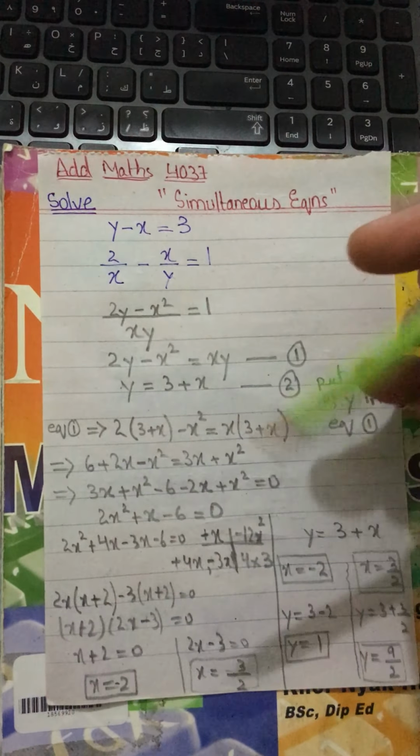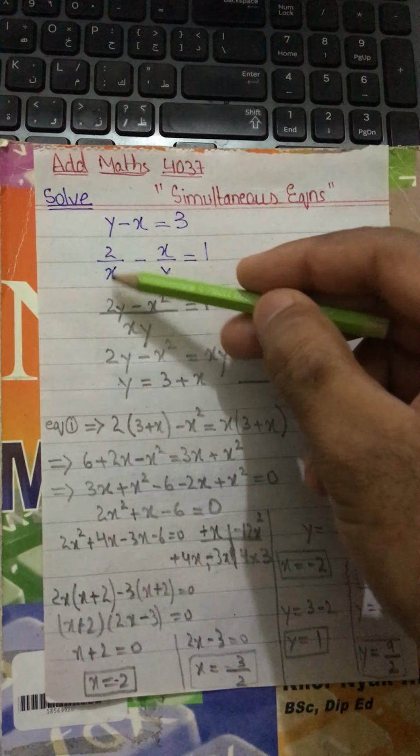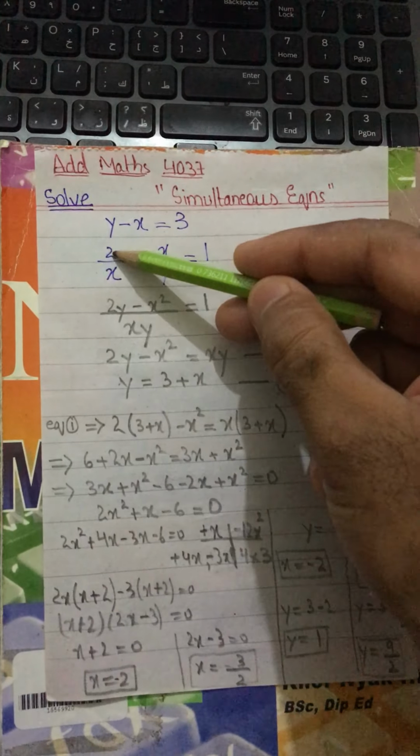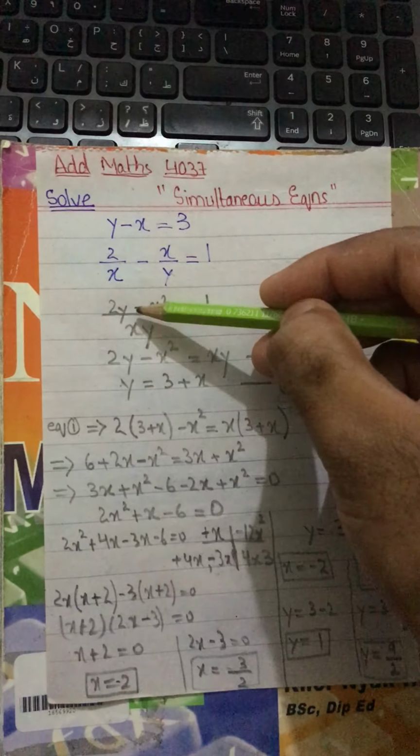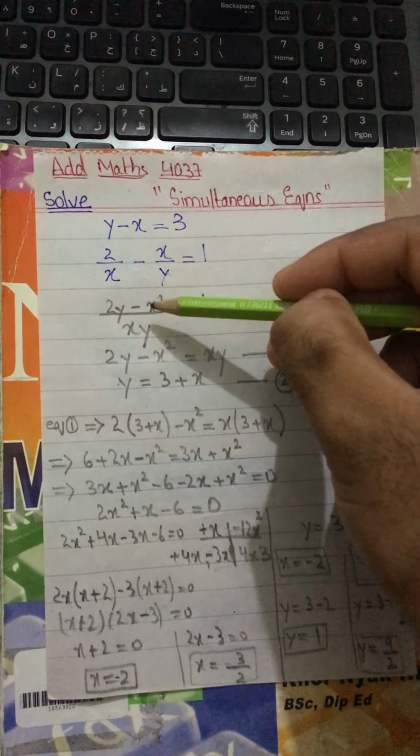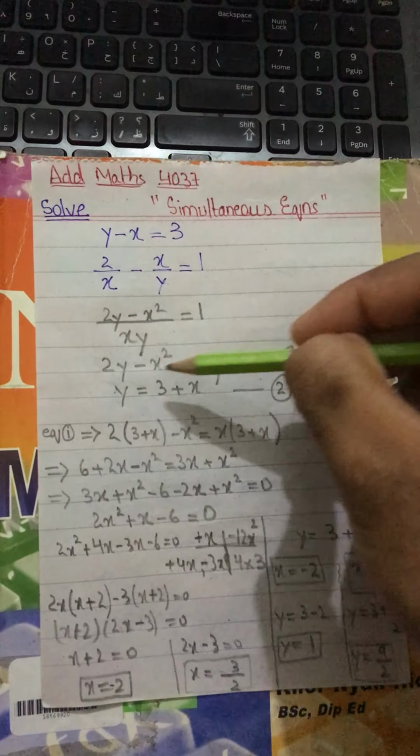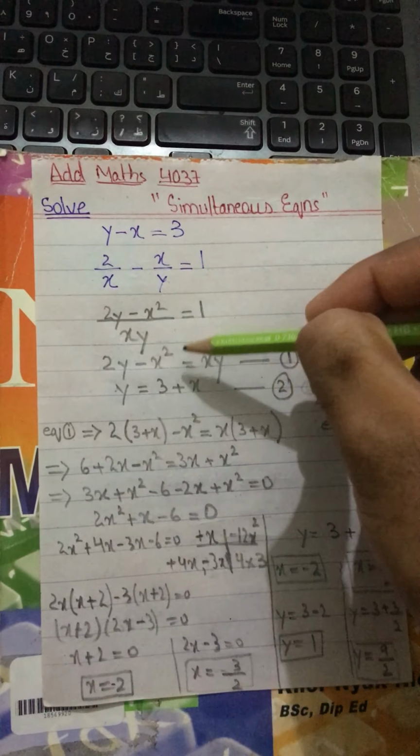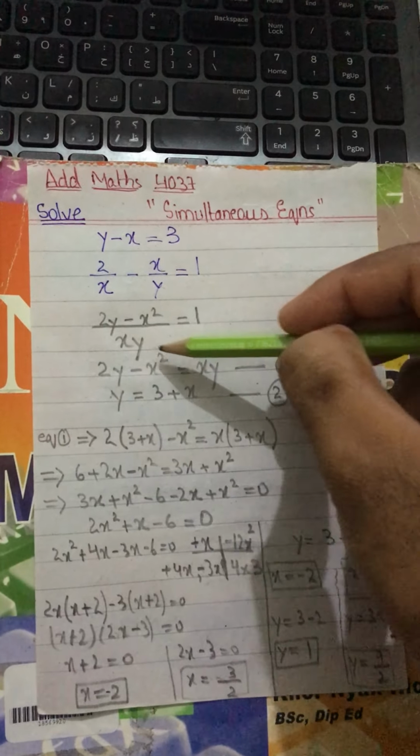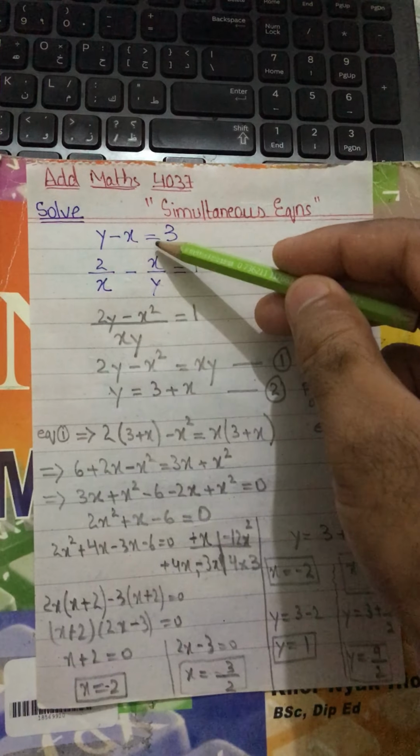So the LCM of x and y will be xy, and since x is over here, y will be multiplied with 2 to get 2y, minus sign as it is, and y is here, so x will be multiplied with x to get x square, equals 1, and then this xy will move on this side, and the equation will be 2y minus x square equals xy. So there is a square power. So this is basically the non-linear equation and this is the linear equation.